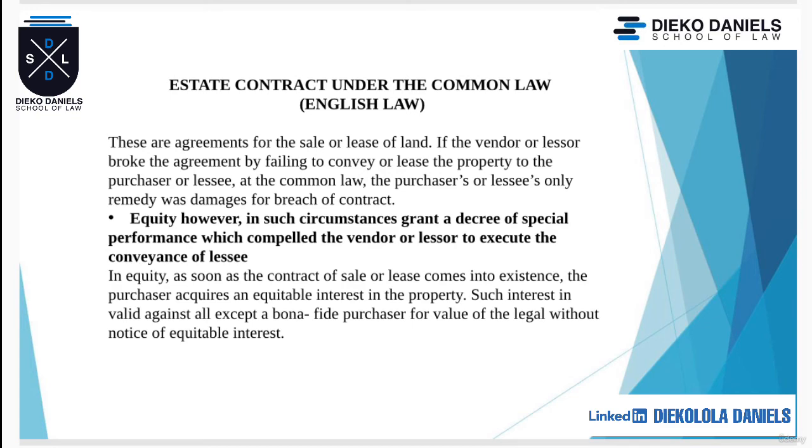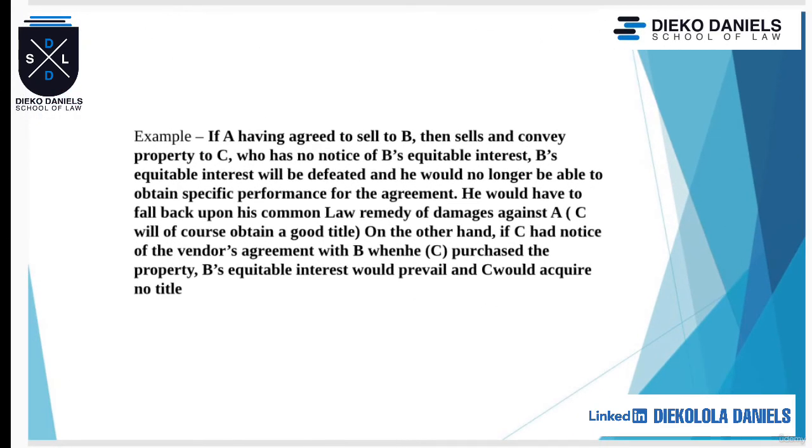So when we go to the next part of the note, it says, for example, if A, having agreed to sell to B, then sells and conveys the property to C. Are you seeing that? He agreed that he will sell to whom? To B. Then he did what? He sold to C. C has no notice of B's equitable interest. B's equitable interest will be defeated, and he would no longer be able to obtain what? Specific performance for the agreement. He would have to fall back upon his common law remedy of what? Of damages against A. Now, C will of course obtain a good title.